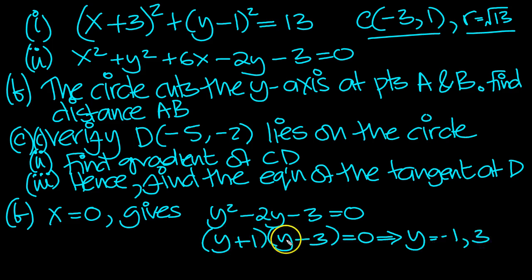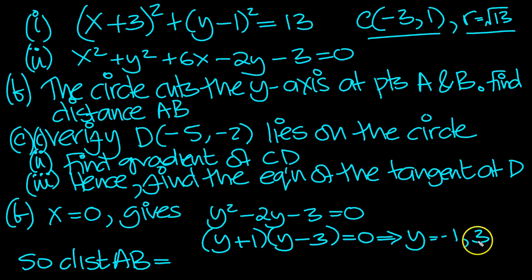Let's just double check that. y squared minus 3 plus 1y is minus 2y, and then we get minus 3 here as well. So there's our points on the y-axis where the circle cuts it. So the distance AB is the distance between these two y values, which is 4 units.